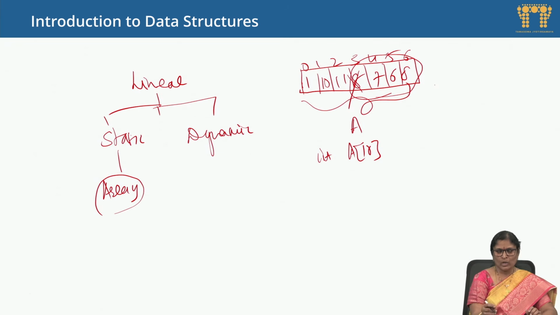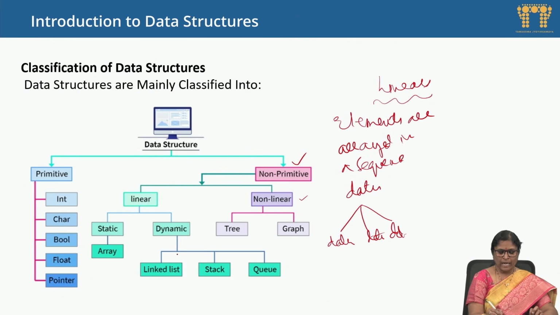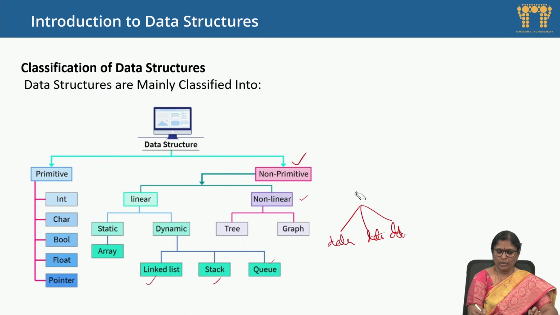For that case, we go for a dynamic data structure. In the case of a dynamic data structure, the first one is the linked list, the second one is the stack, and the third one is the queue. First we see why we are going for the linked list. Because just now we discussed the array, what is the main disadvantage of an array?